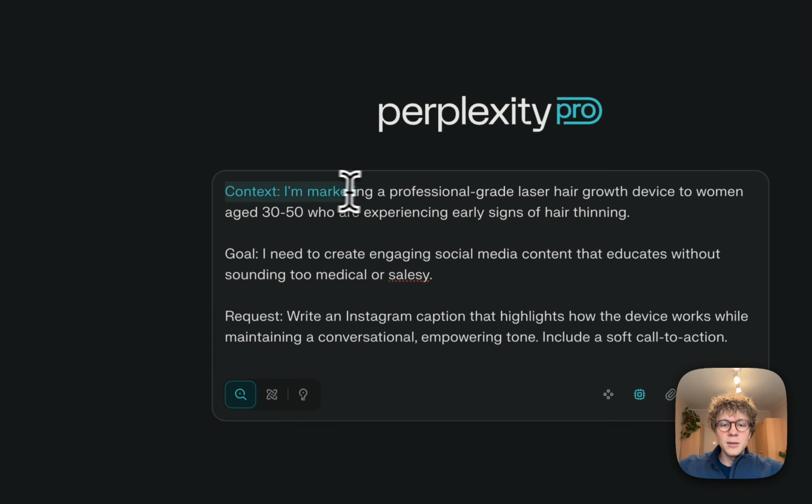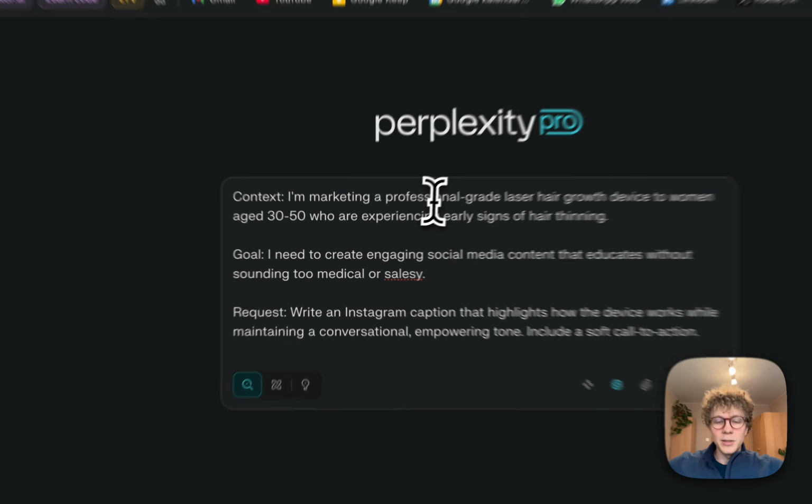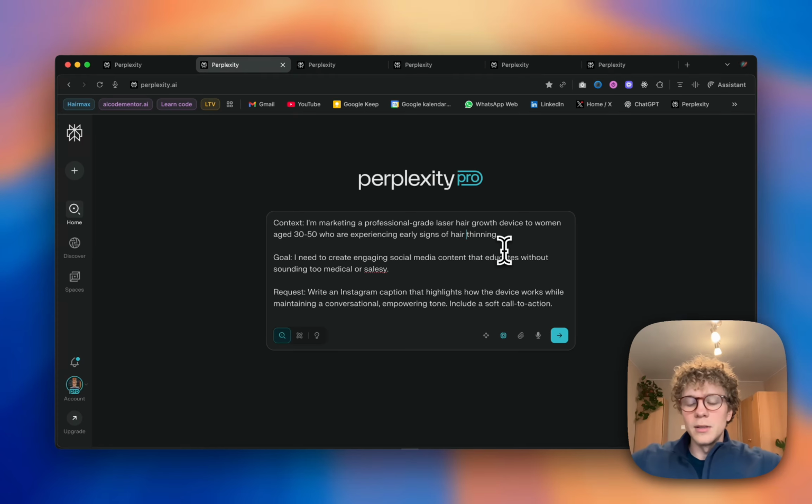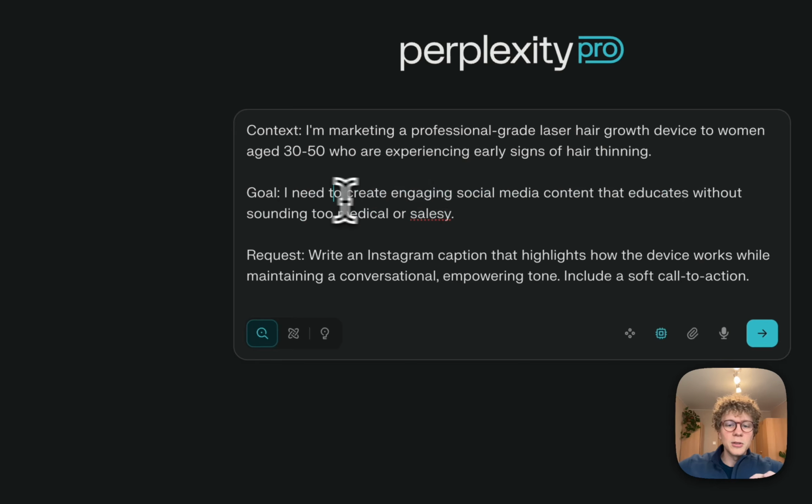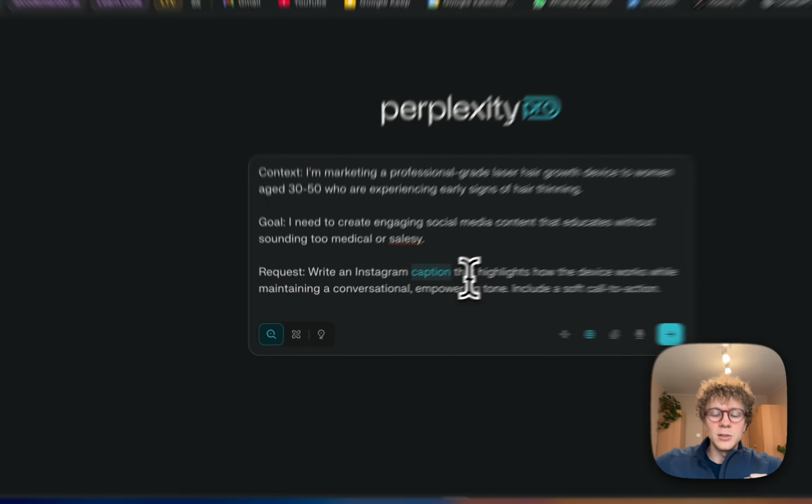In context, as usual, we are providing the AI with as much context as possible about what we want to get, what business are we talking about, and so on. A goal is also, in my opinion, a part of the context, but it's directing the AI to move in a certain direction a bit more. So it's just giving more context about what you actually want to achieve. And the request is the most specific part of the prompt, which is a very simple way of telling the AI what exactly it needs to do.